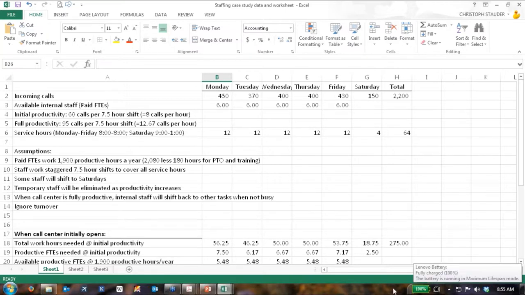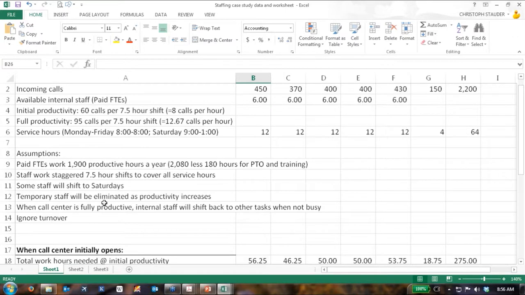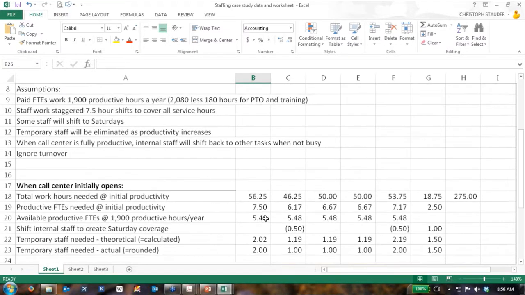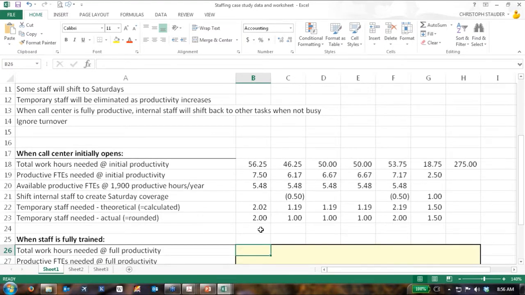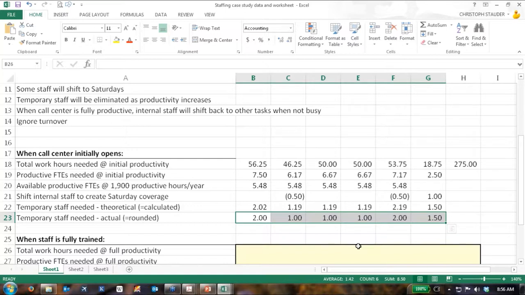They work staggered shifts to cover all of the hours. Some staff will have to work on Saturdays. This temporary staff will be eliminated as productivity increases. And once the call center is fully productive, internal staff will shift back to other tasks when not busy. So here are then, when the call center opens, this is what you need. You need to have this many temporary staff. This is what your model tells you.